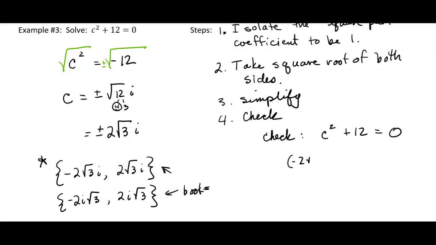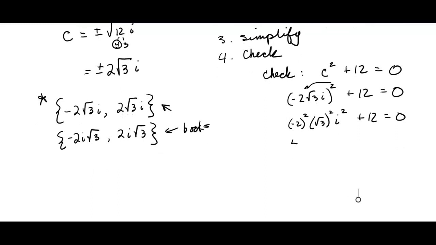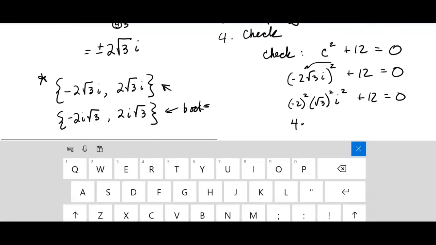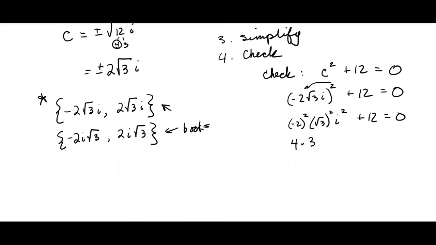So negative 2 square root 3i, and I have to square it, plus 12, that's supposed to equal 0. Now, how do you check that? Well, you're going to have to square the negative 2. So you're going to have negative 2 squared, you're going to have the square root of 3 squared, and you're going to have i squared. Okay, negative 2 squared is 4, square root of 3 squared is 3, and then i squared is negative 1. And so you get 4 times 3 times negative 1 is negative 12, plus 12 equals 0. So yes, that one checks.